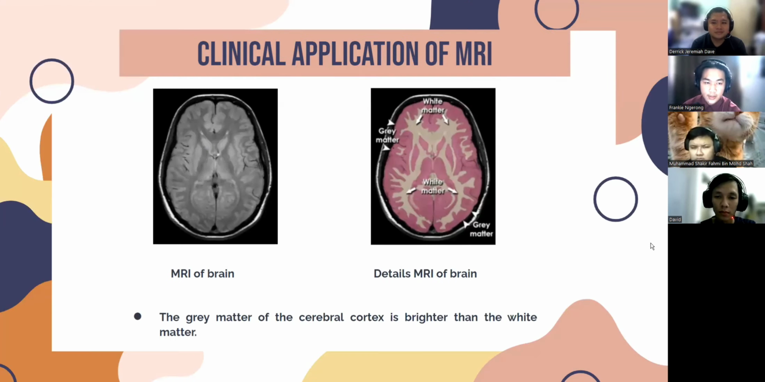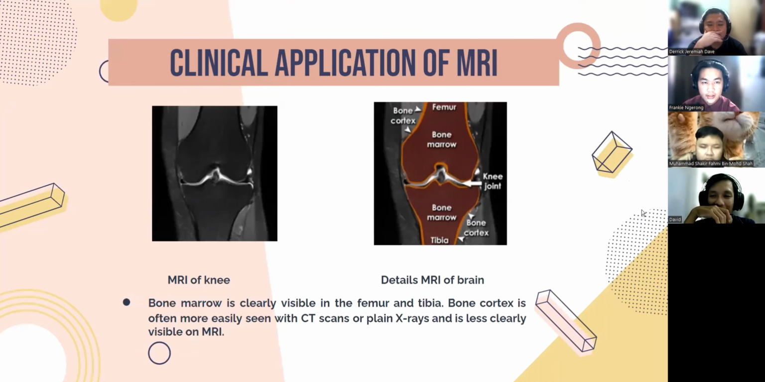So this is an example of the application of MRI. The gray matter of the cerebral cortex is brighter than the white matter. Next is the application of MRI of the knee. The bone marrow is clearly visible in the femur and tibia. Bone cortex is often more easily seen with a CT scan or plain X-rays and is less clearly visible on the MRI.